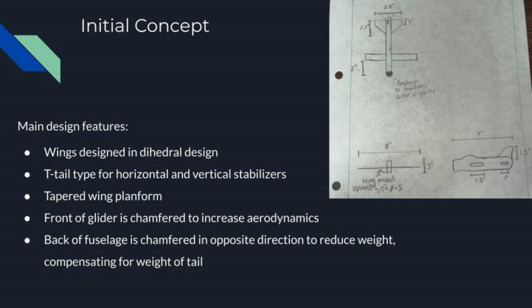So for the initial concept, my sketch is shown here, and the main design features were that the wings were designed with a dihedral, the T-tail type was used for the horizontal and vertical stabilizers, there's a tapered wing planform, and the front of the glider is chamfered to increase aerodynamics.